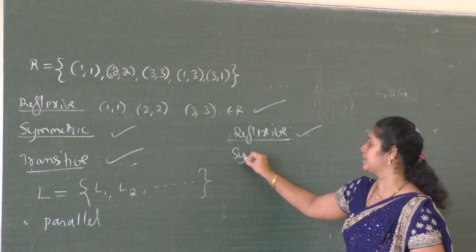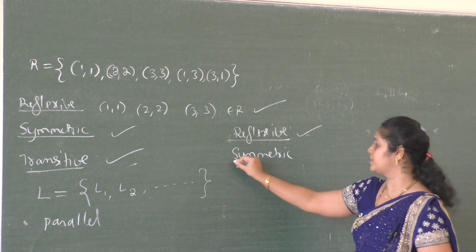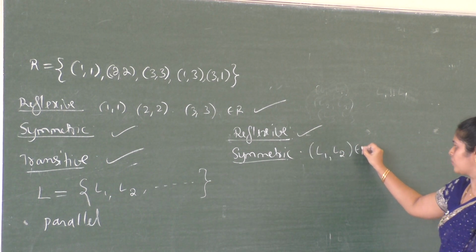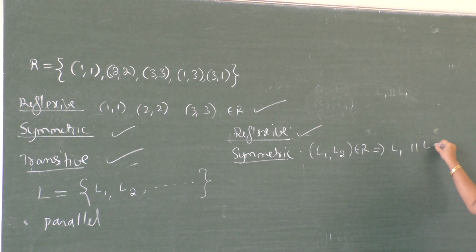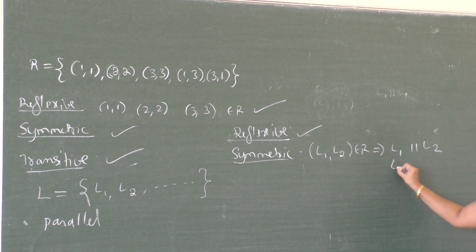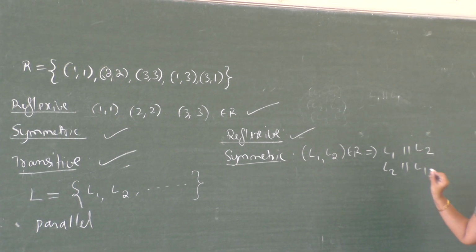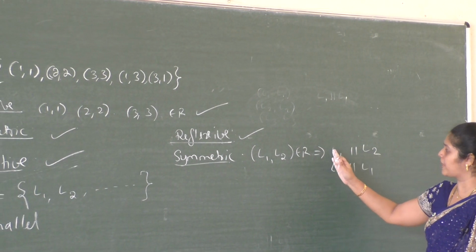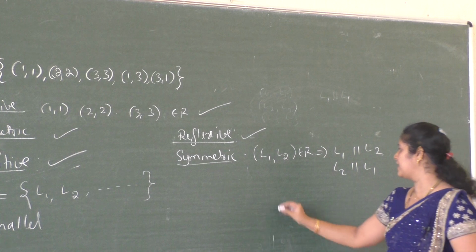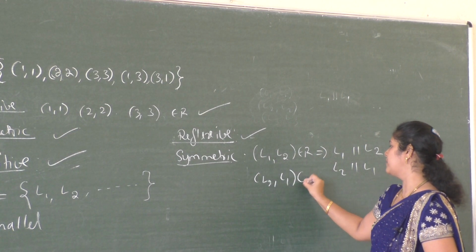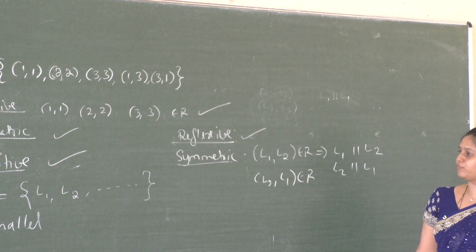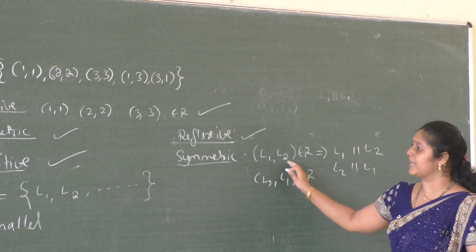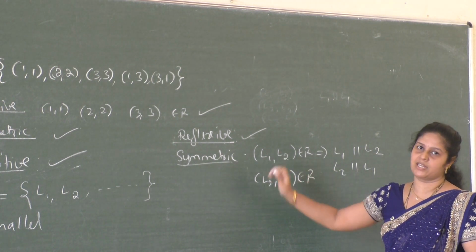Now what about symmetric? Symmetric relation. I am writing (L1, L2) belongs to R, meaning L1 is parallel to L2. Can I write L2 parallel to L1 from this? Yes, because if one line is parallel to another line, then L2 is parallel to L1 also. That means I can write (L2, L1) belongs to R. Therefore that relation is symmetric also. If L1 and L3 are parallel, that means L3 and L1 are also parallel.